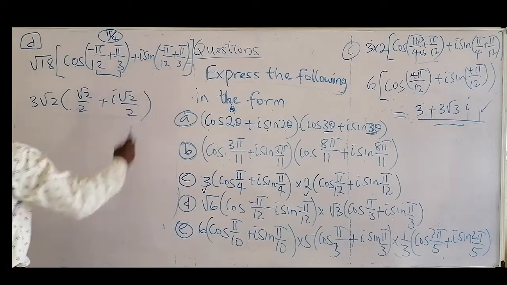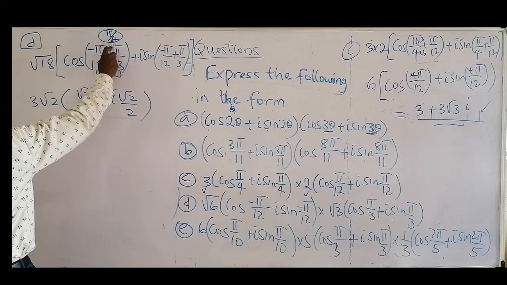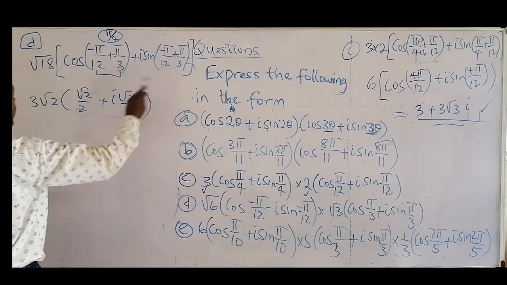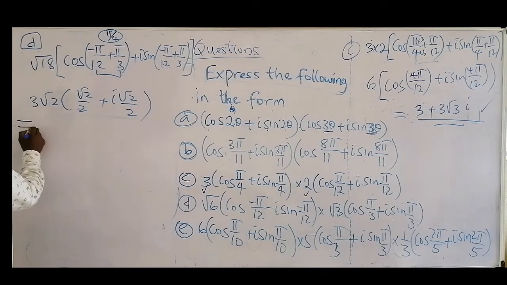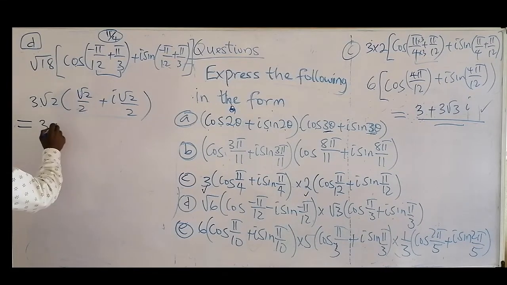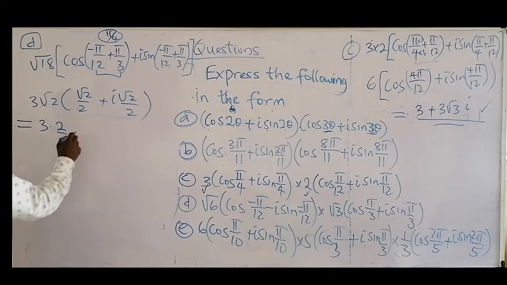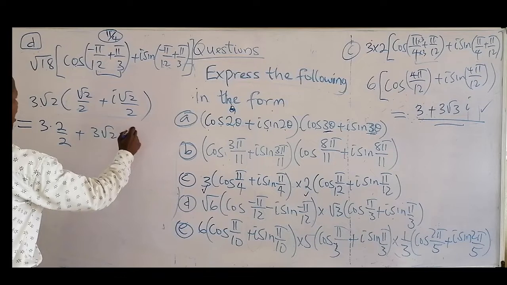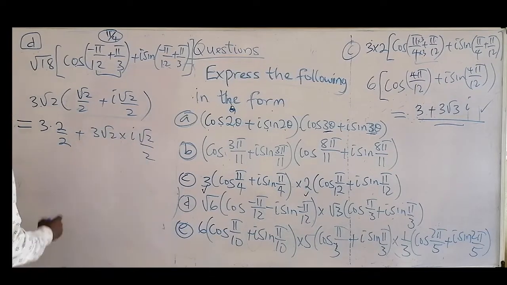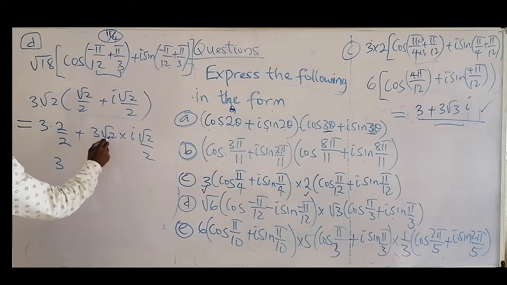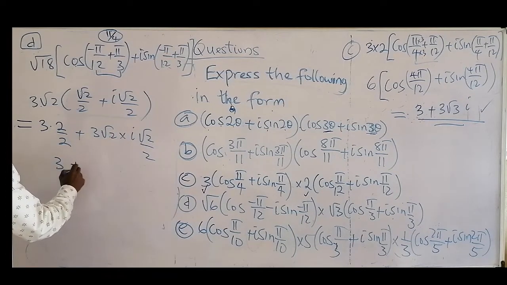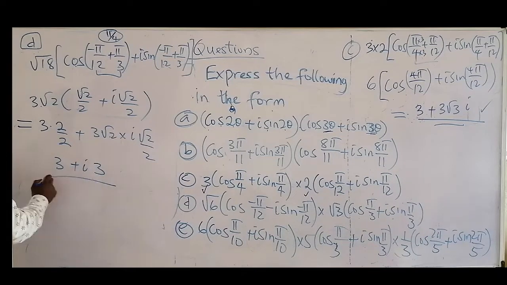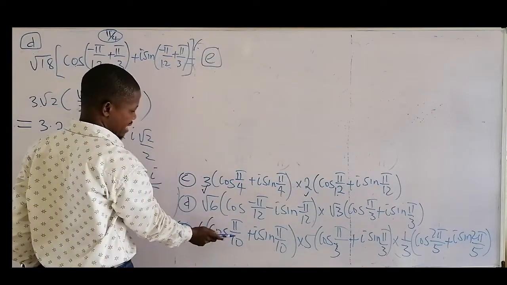The same thing also here, cos pi over 4 and sine pi over 4 are the same thing. So we can open the bracket here. This will become 3 root 2 times root 2 over 2, and then plus this one times i root 2 over 2. So this place will give us 3, and here we have the same thing, that will be plus 3i.